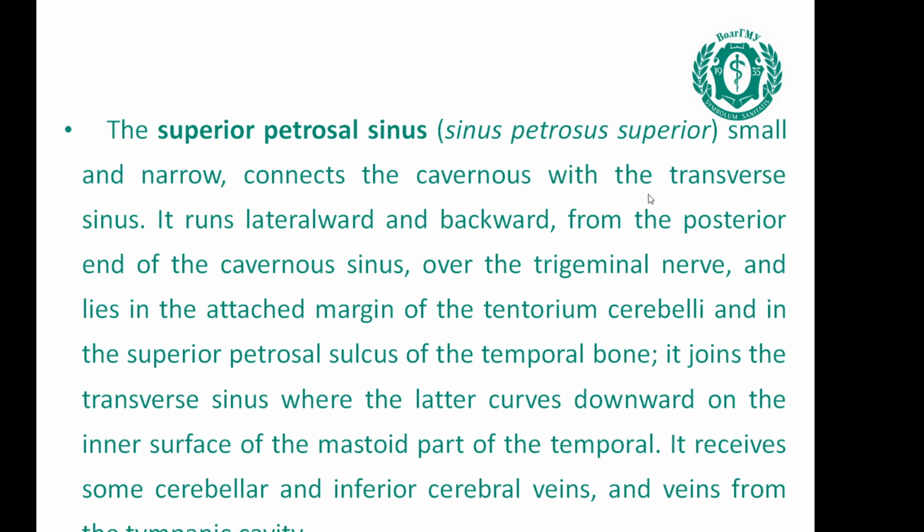The superior petrosal sinus, sinus petrosus superior, small and narrow, connects the cavernous with the transverse sinus. It runs lateralward and backward from the posterior end of the cavernous sinus over the trigeminal nerve and lies in the attached margin of the tentorium cerebelli and in the superior petrosal sulcus of the temporal bone. It joins the transverse sinus where the latter curves downward on the inner surface of the mastoid part of the temporal. It receives some cerebellar and inferior cerebral veins and veins from the tympanic cavity.